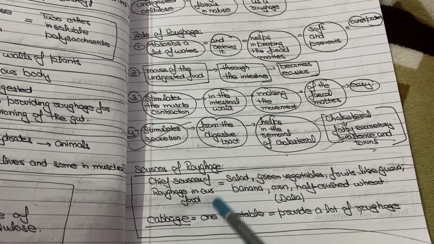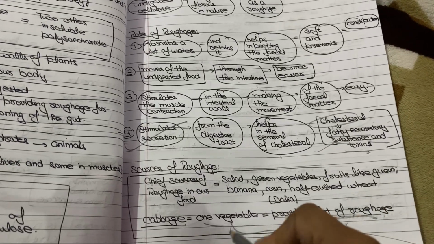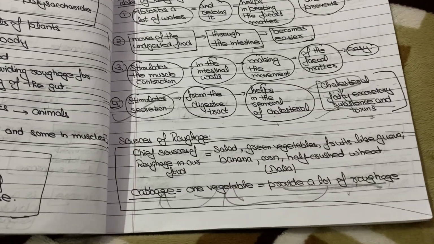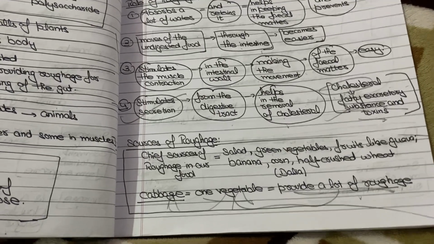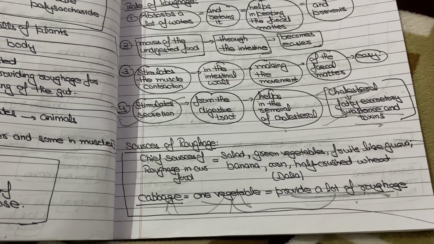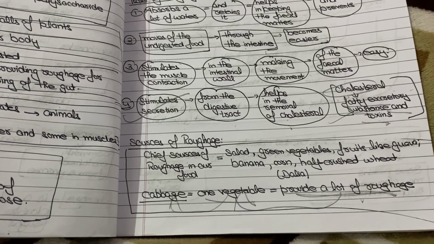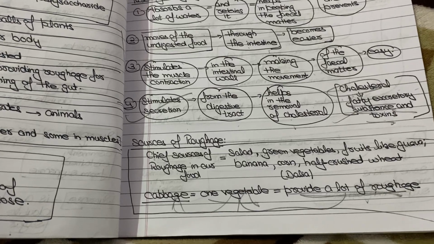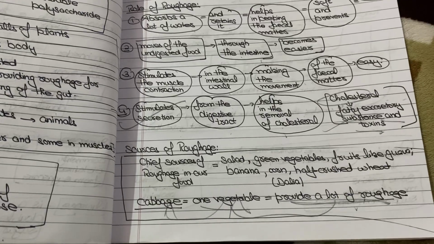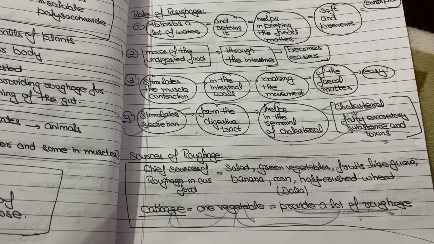Next is cabbage. Cabbage is one vegetable which provides a lot of roughage. It is advised to eat cabbage to meet the requirement of roughage, but you have to be familiar with the fact that you should not eat cabbage, because there is a worm in the cabbage which doesn't die although you are boiling it or cutting it, and it is unhealthy for your brain. So don't eat cabbage, although it is a chief source of roughage, because there is a worm in cabbage which is harmful for our brain.